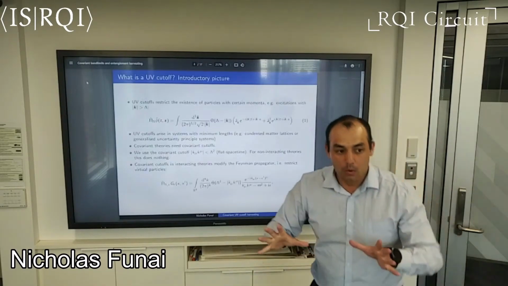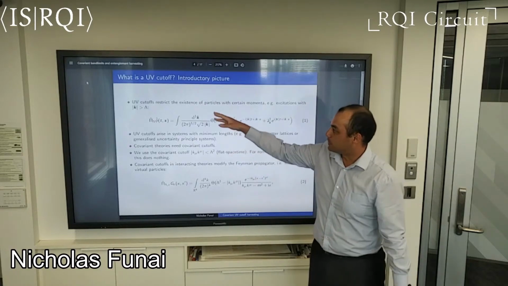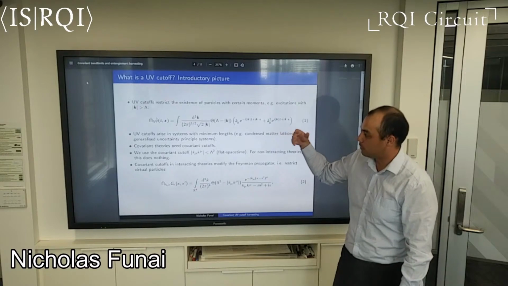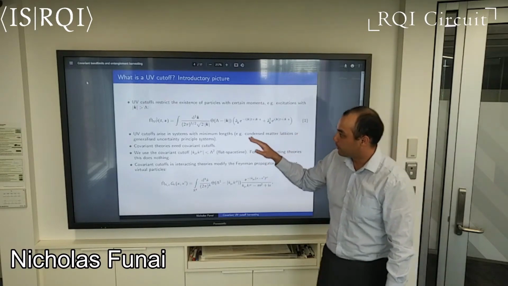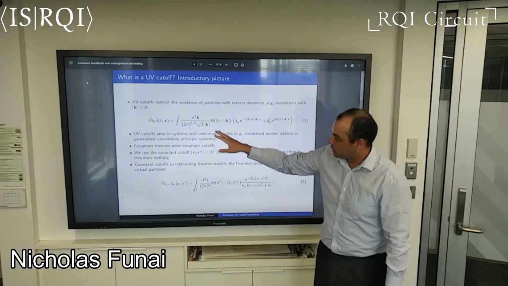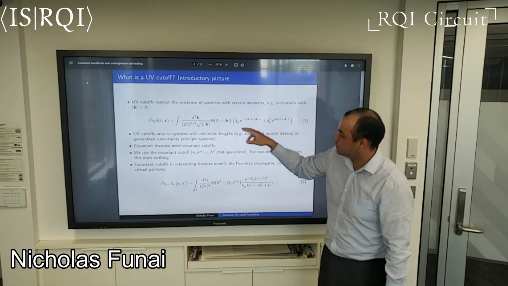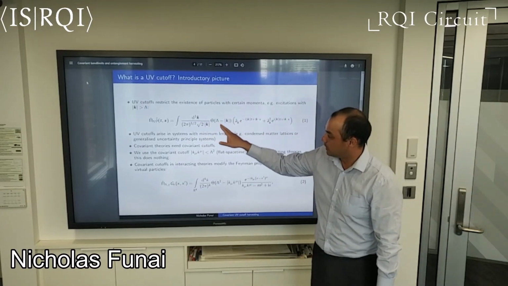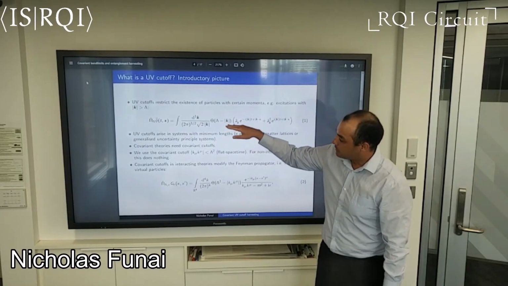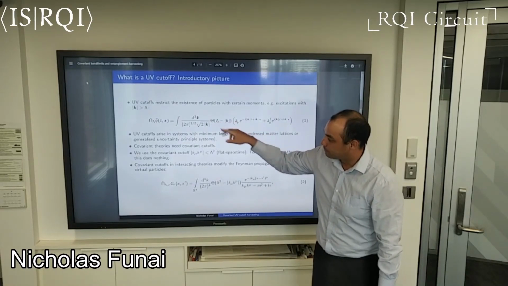Okay, now, what is a UV cutoff? A UV cutoff is something which restricts the existence of particles at certain momentum. So, for example, one which we are more likely familiar with is if we have a field operator phi, then its usual standard free space notation is integral d^3k and all this rubbish, and we put in this Heaviside step function. This Heaviside step function tells us that we are forbidding the existence of excitations above an energy of lambda.